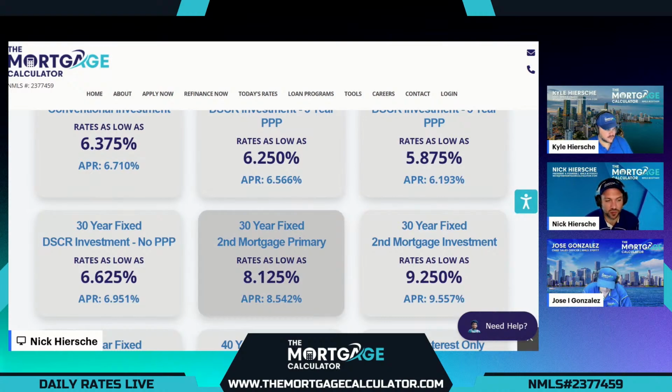Rates as low as 8.125, so much lower than a HELOC. And final APR, 8.542. And these are fixed rate instead of adjustable like a HELOC. So great options for our customers that want to get that cash out and keep that first mortgage in place.